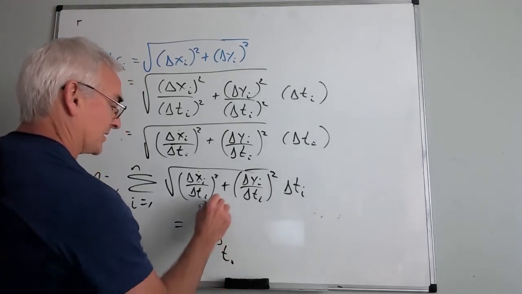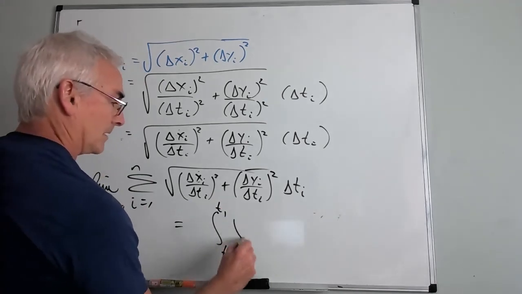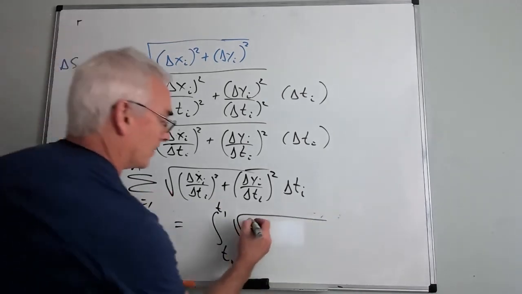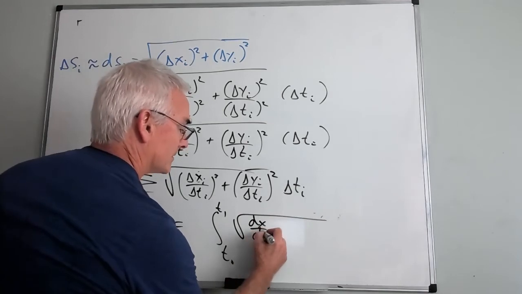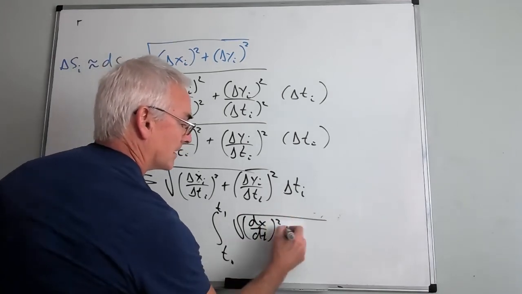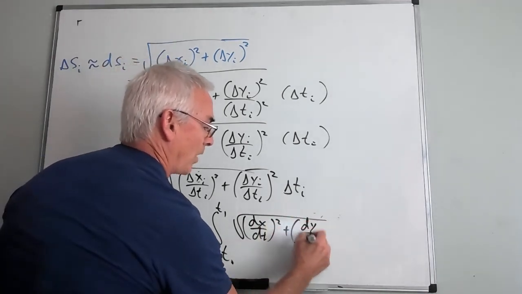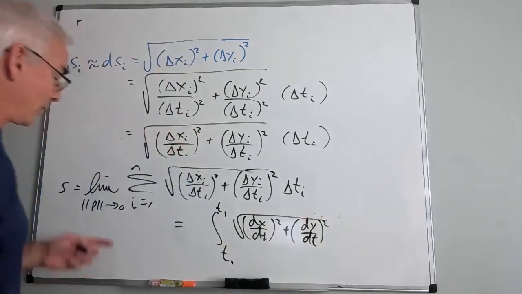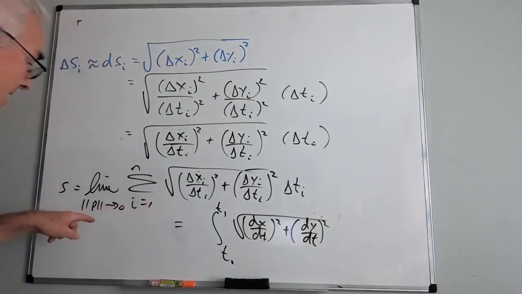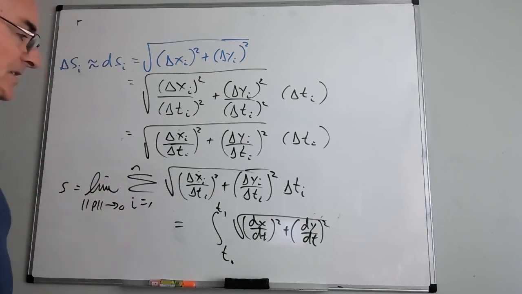I'm going to go t0 to t1. That's going to become dx dt. That's going to become dy dt for the same reason as before. I'm going to move the limit on the inside. The norm of the partition in this case would be the delta t.